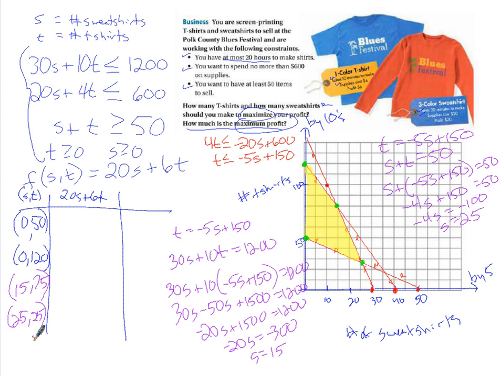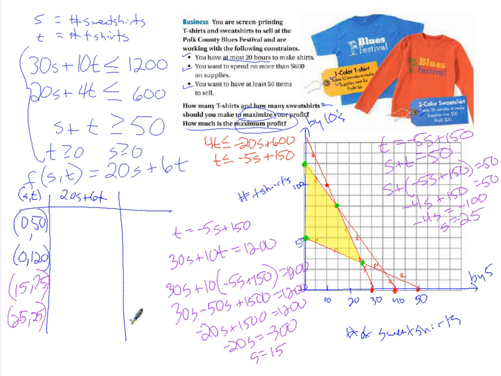All the heavy lifting is done. From here on out, it's a piece of cake, right? Okay, so we just substitute in numbers. We have 20s plus 6t. That is our function that we came up with. That's our profit function that we made up because we have a profit of $6 for the t-shirts and a profit of $20 for the sweatshirts. And we want to maximize our profit.